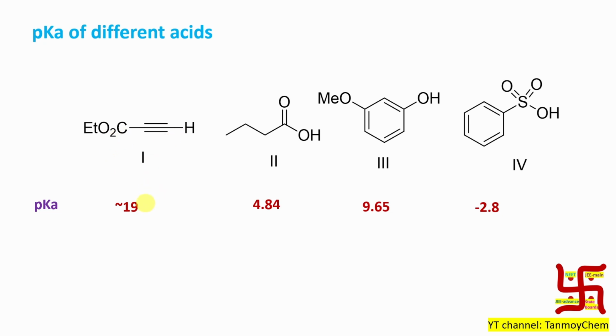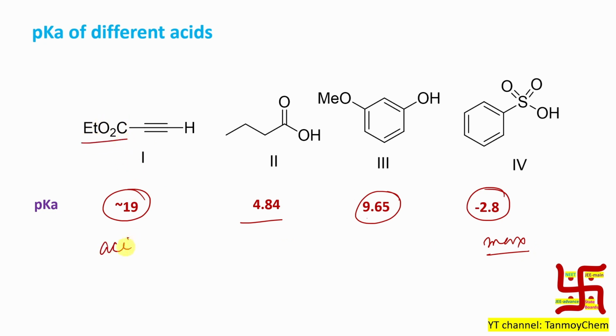For acetylene, meaning a terminal alkyne, the pKa is 19. Now look at phenol, the next one, 9.65. Phenol's pKa is actually close to 10. Carboxylic acid, 4.84. And look at the value here, minus 2.8. Yes, minus. For a stronger acid, the pKa value can go below 0. So this is benzene sulfonic acid, and remember its acidity is comparable to inorganic acids. That's why this is the maximum acidic, and the ethyl ester of acetylene carboxylic acid is the minimum acidic. So this is the answer.